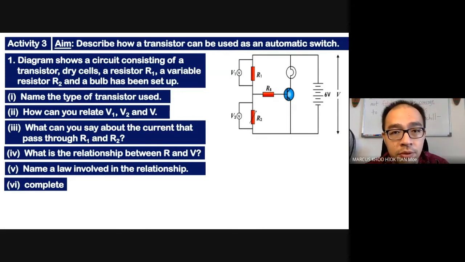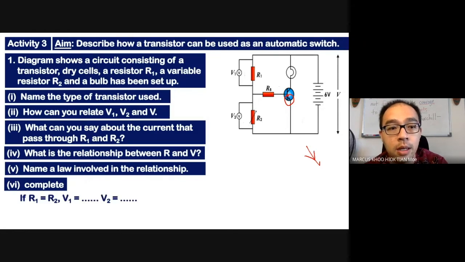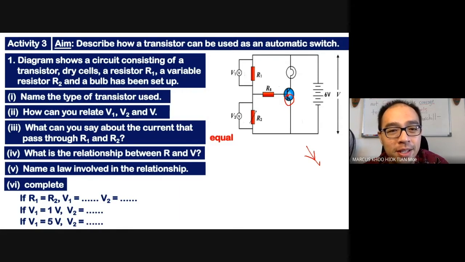So let's start with this activity 3. Name the type of transistor used. How do we know the type of transistor? We look at this arrow. If the arrow is pointing down, it will be, oh dear, sorry, it will be an NPN transistor. Oh no. Okay, sorry, NPN transistor.